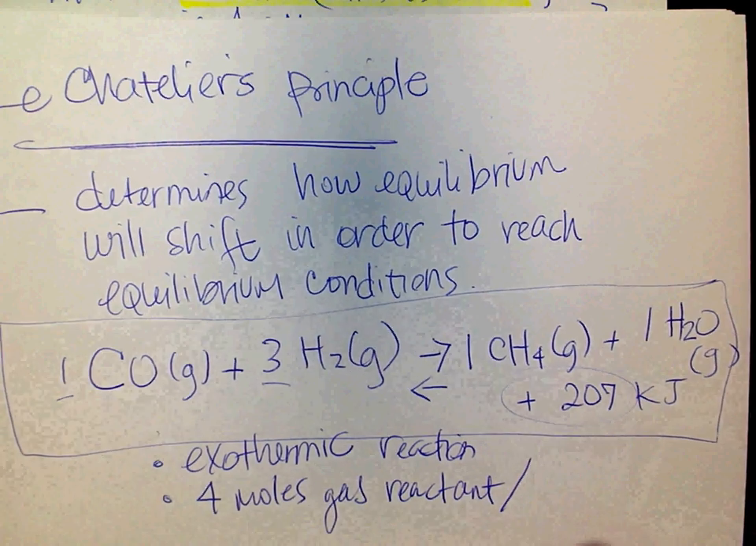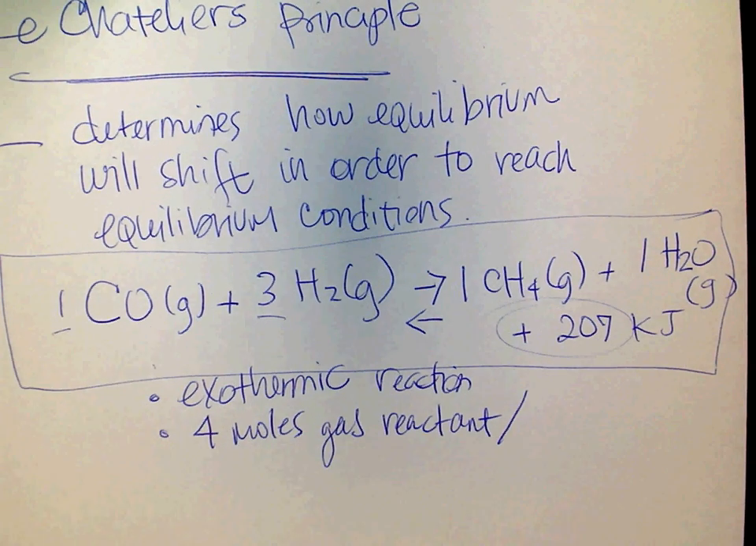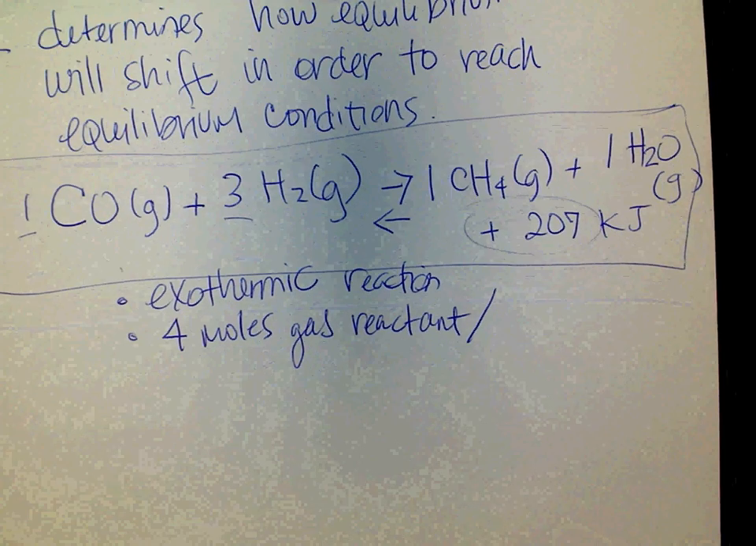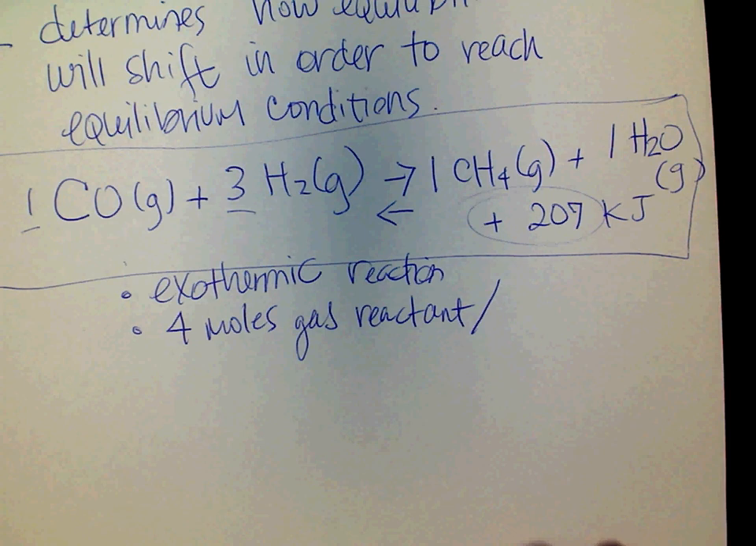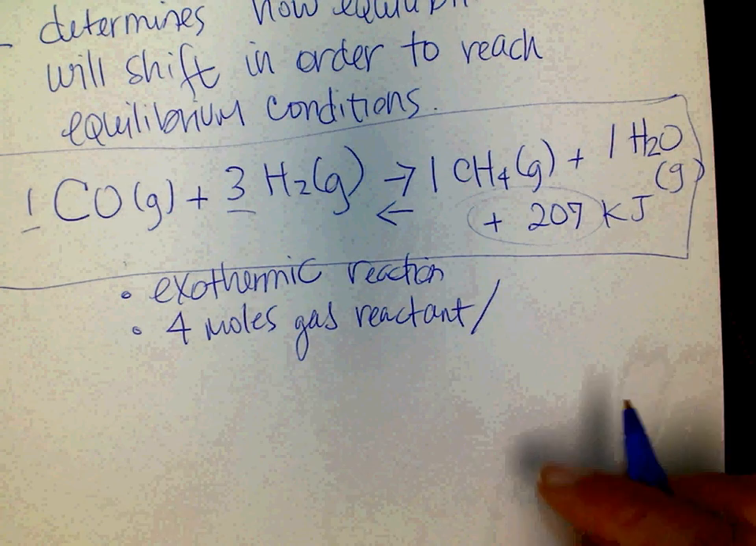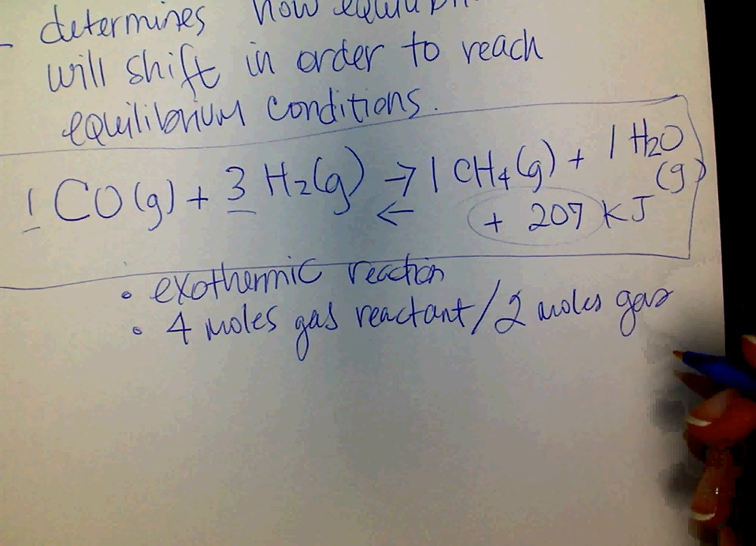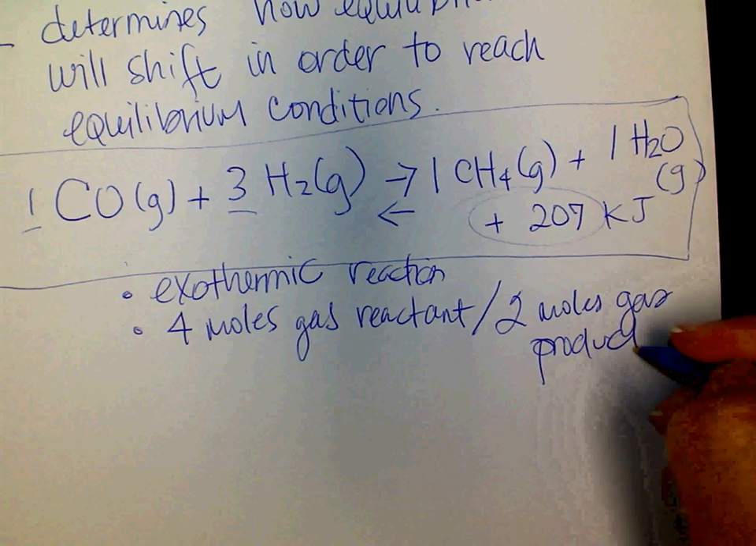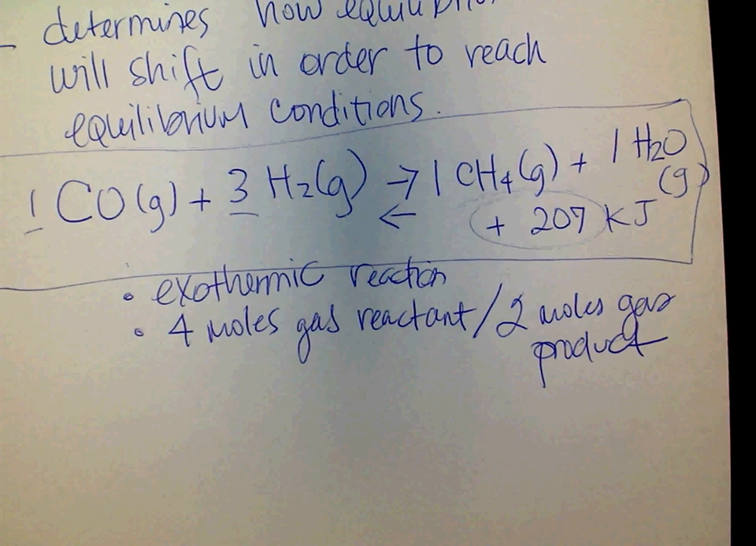All right, let's see. Taylor Hines, how many moles of gas do we have on the product side? We said 4 moles of gas on the reactant side. How many moles of gas do I have on the product side? Very good. I have 2 moles of gas on the product side. All right. Now, this is an example of how equilibrium will shift.